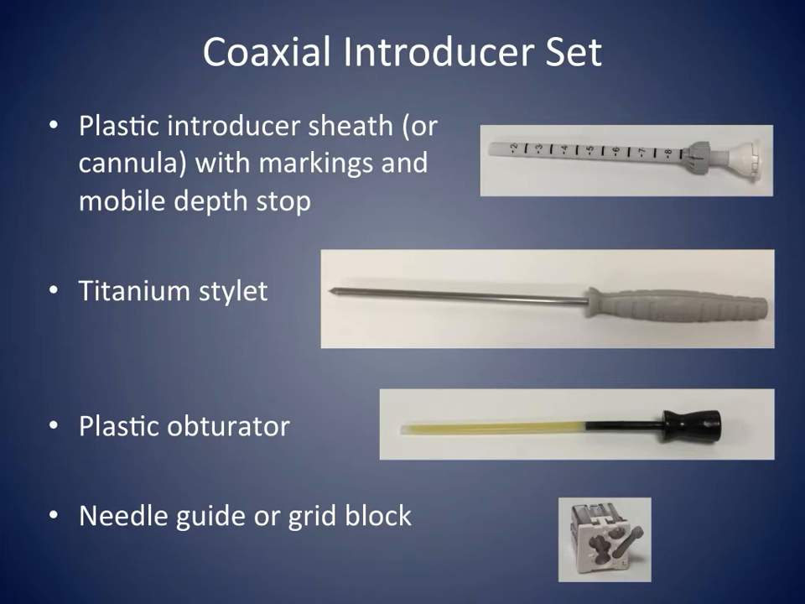This introducer has numeric marks indicating the distance from the tip and a mobile depth stop to facilitate placement at the desired depth and lock to the needle guide. The inner component of the kit includes two separate tools. The stiff metallic stylet is used as a support while inserting the plastic introducer within the breast, and the obturator is used to hold the plastic introducer in place during imaging within the magnet.